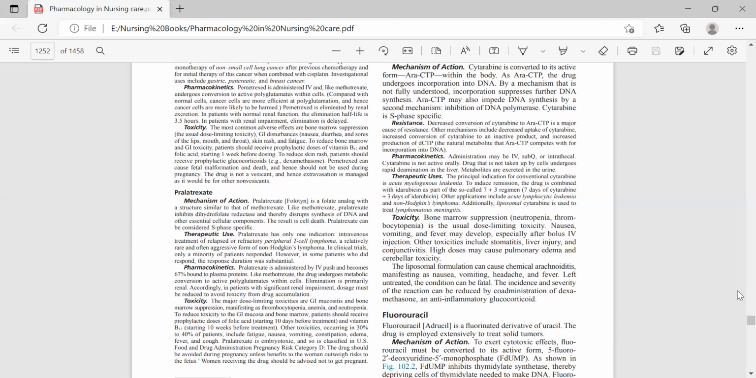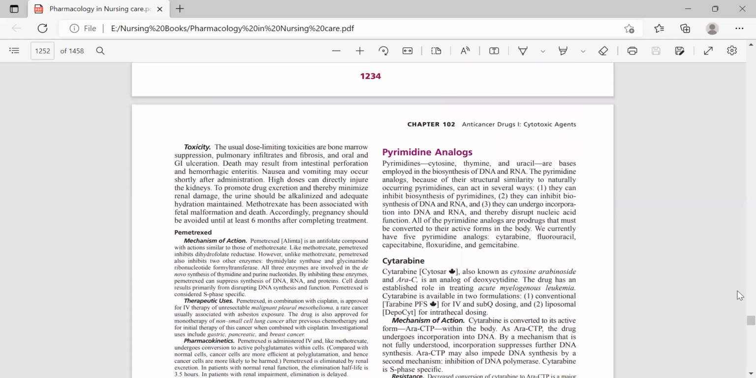The other classification of drug is pyrimidine analog. As we have discussed earlier, cytosine, thymine, and uracil are the pyrimidine bases employed in the biosynthesis of DNA and RNA. These pyrimidine analogs have structural similarity to naturally occurring pyrimidines, and they can act in several ways: by inhibiting the biosynthesis of pyrimidine, by inhibiting the biosynthesis of DNA and RNA, and by undergoing incorporation into DNA and RNA, thereby disrupting nucleic acid function. All of these analogs are prodrugs that must be converted to their active form in the body. We have five pyrimidine analogs, namely cytarabine, fluorouracil, capecitabine, floxuridine, and gemcitabine. Now we will discuss these five pyrimidine analogs one by one.